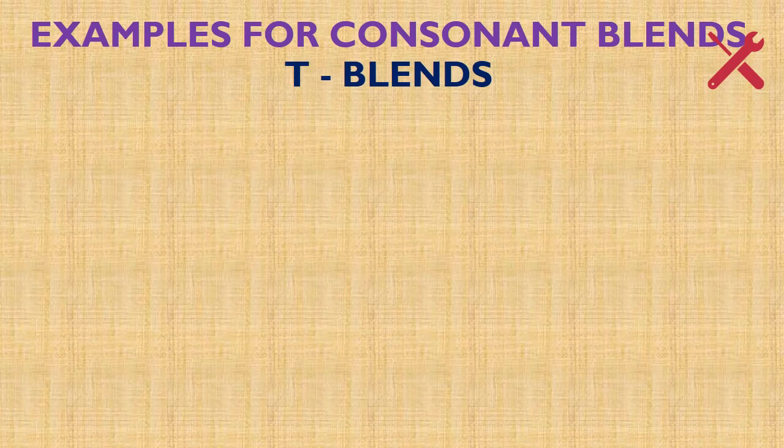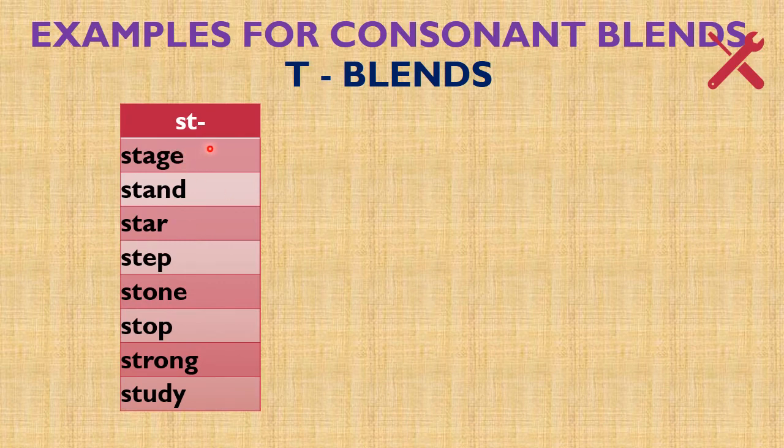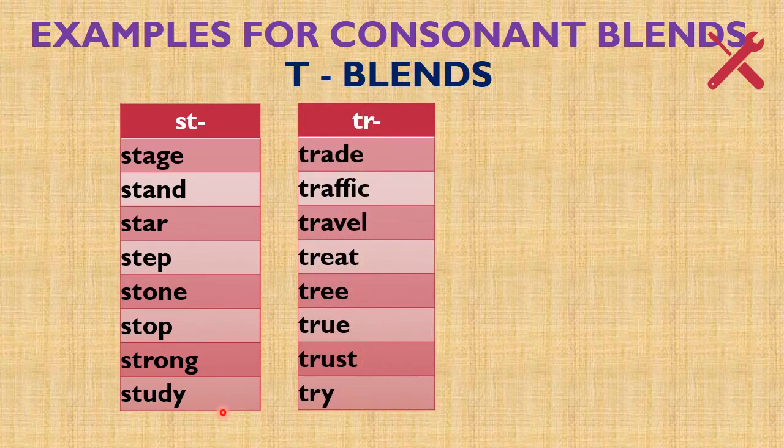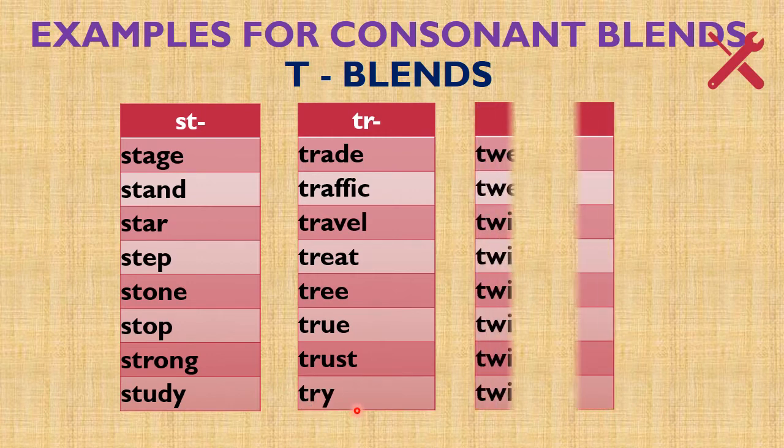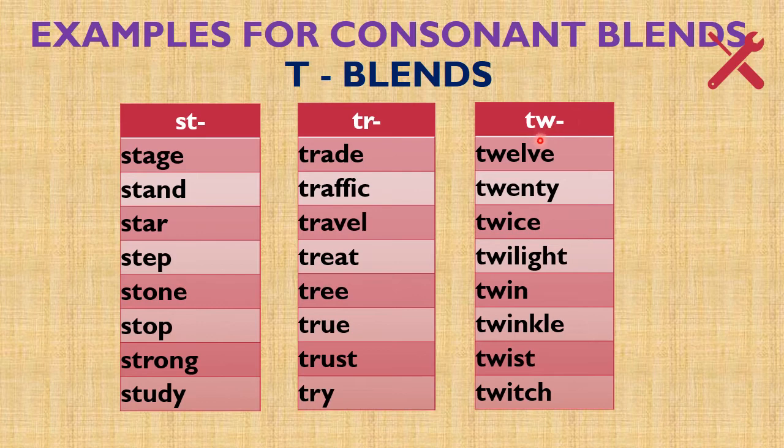Now we are going to see T blends. The first one is ST, st. Stage, stand, star, step, stone, stop, strong, steady. The next T blend is TR, tr. Trade, traffic, travel, treat, tree, true, trust, try. The next T blend is TW, tw. Twelve, twenty, twice, twilight, twin, twinkle, twist, twitch.